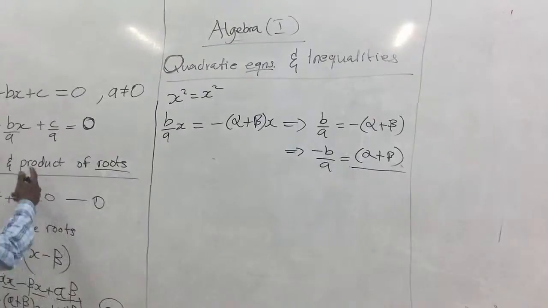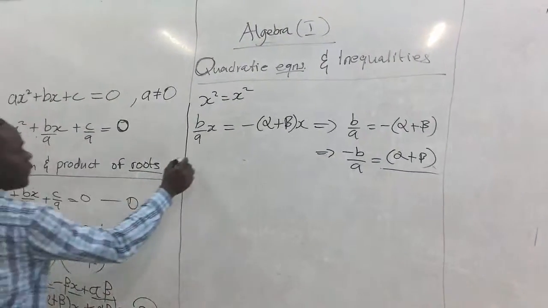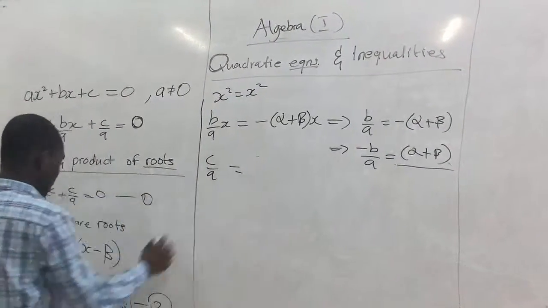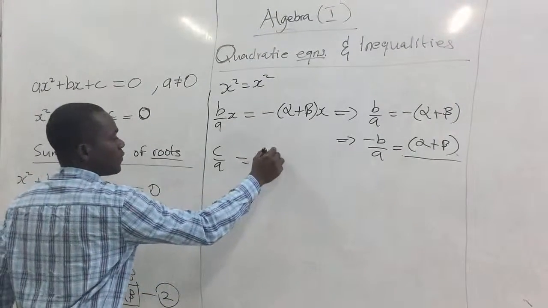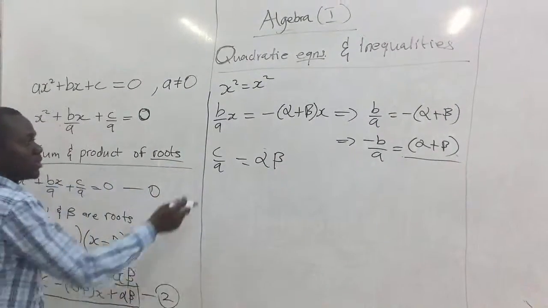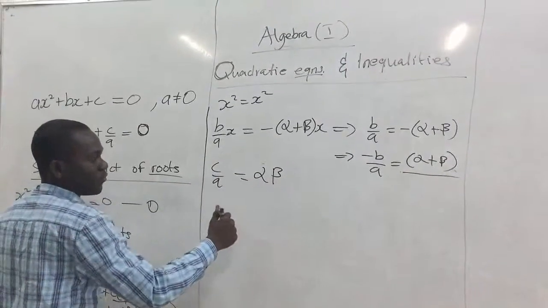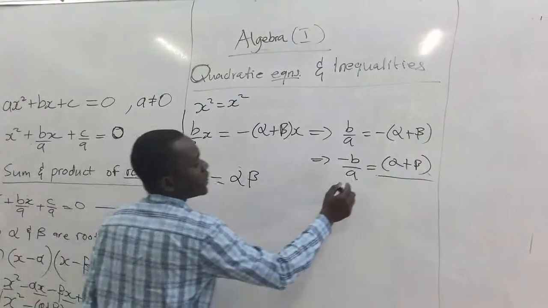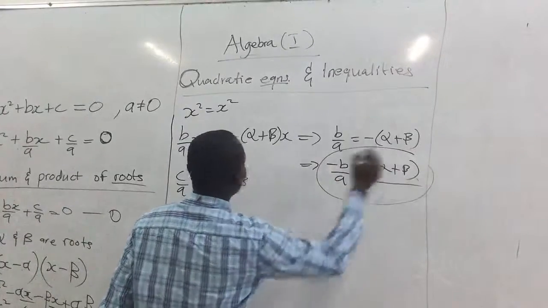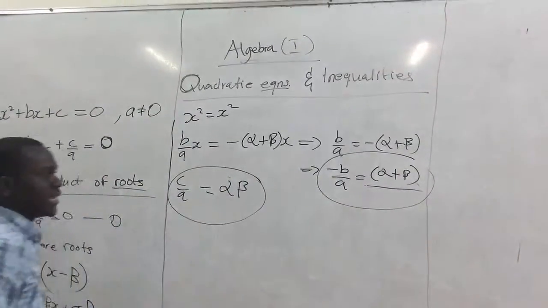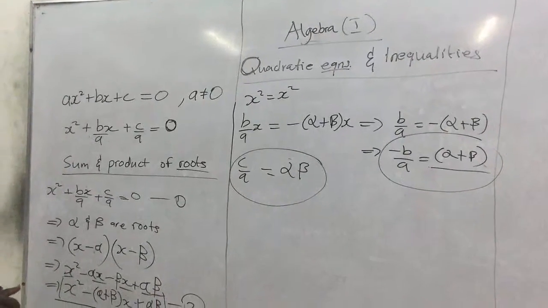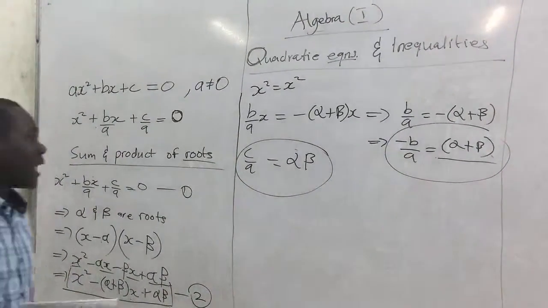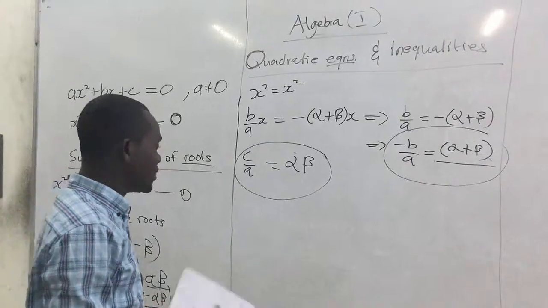Also taking the third term, that's the constant term, we have c over a, which is equal to the product of the roots. So c over a is called the product of roots. So we have sum of roots here and product of roots here, and they are equivalent in the main quadratic equation.